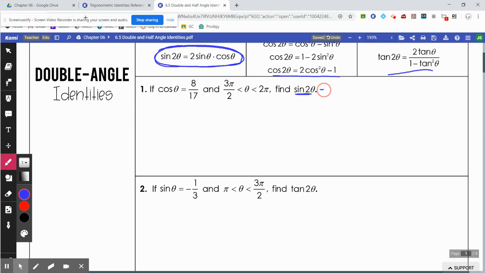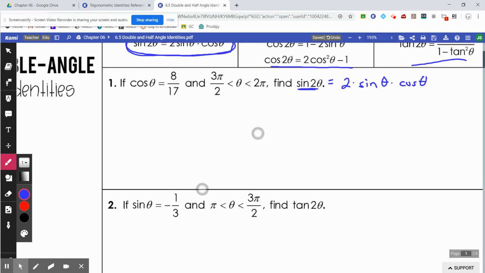To find the sine of 2 theta, let's write down the identity. It's going to equal 2 times the sine of theta times the cosine of theta. That's how we're going to find it, by using that identity. And we're actually going to be able to find it without even knowing the angle at all. We know the cosine of theta is 8/17. Now we could find the angle. We could do the inverse cosine. We know that the angle is somewhere between 270 and 360. We could find that angle. However, let's work this problem to give us a little extra practice without ever knowing the angle.